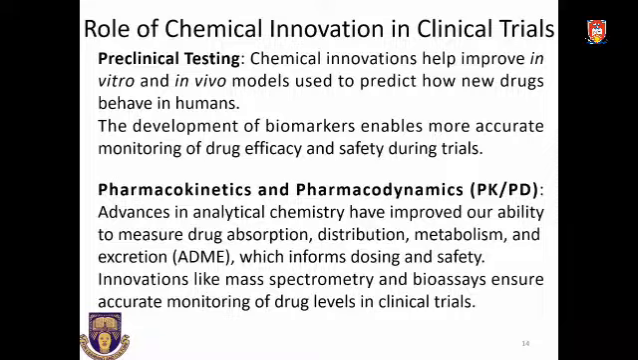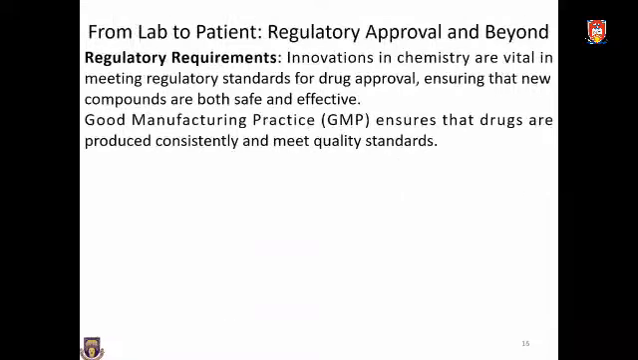Okay, so mass spectrometry and bioassays have also proved very important in this regard. Now, from laboratory to patient, we are looking to determine very clear standards for drug approval, because a drug needs to be safe and effective.